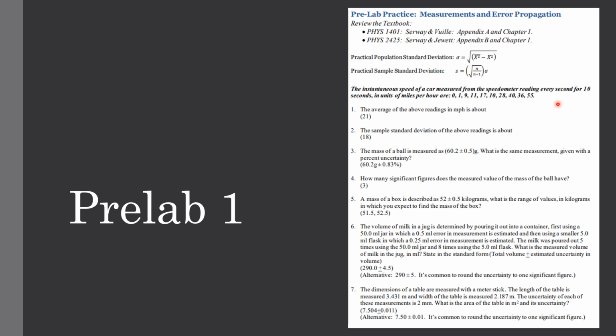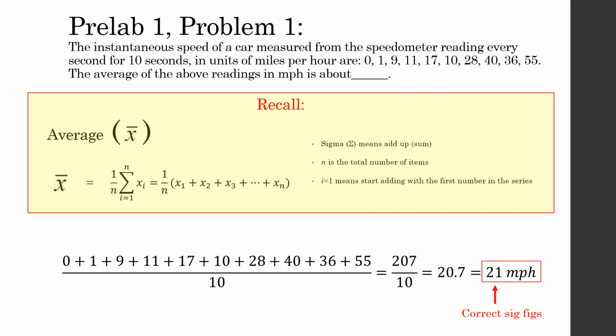If you have already worked through the problems, though, I am going to continue on and start with the first problem. So pre-lab practice problem number 1 says the instantaneous speed of a car measured from the speedometer reading every second for 10 seconds in units of miles per hour are 0, 1, 9, 11, 17, 10, 28, 40, 36, and 55. The average of the above readings in miles per hour is about blank. Okay, so we want to recall our formula for calculating average.